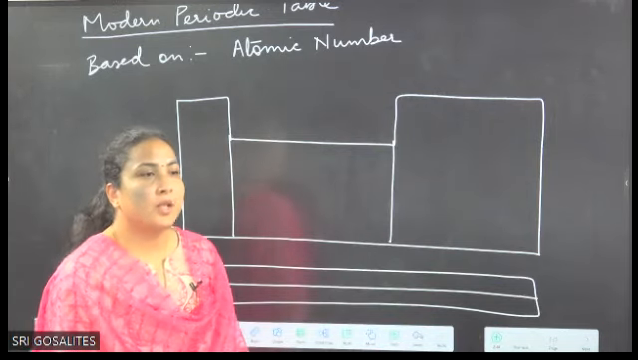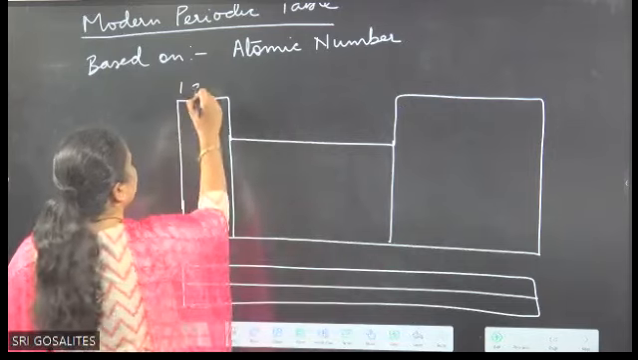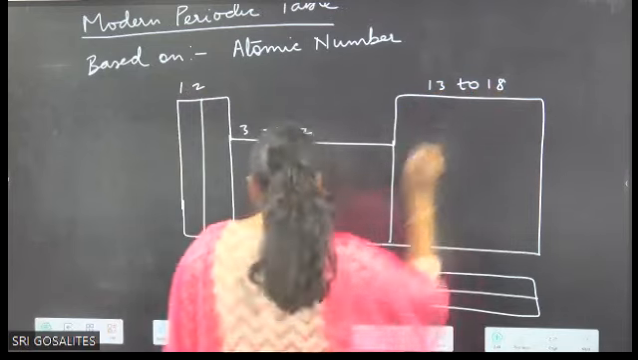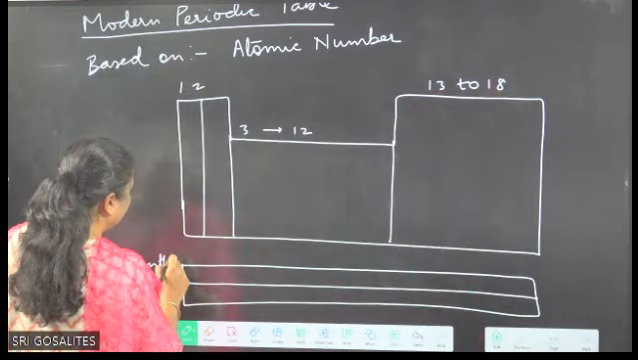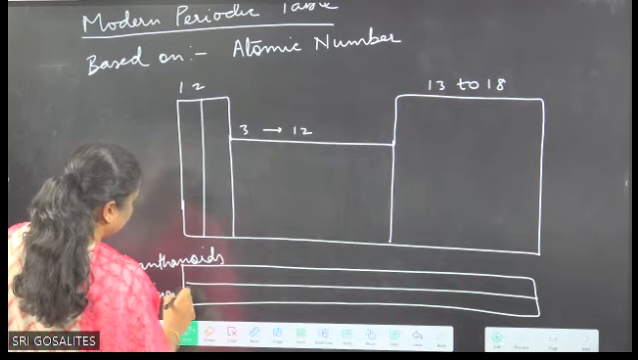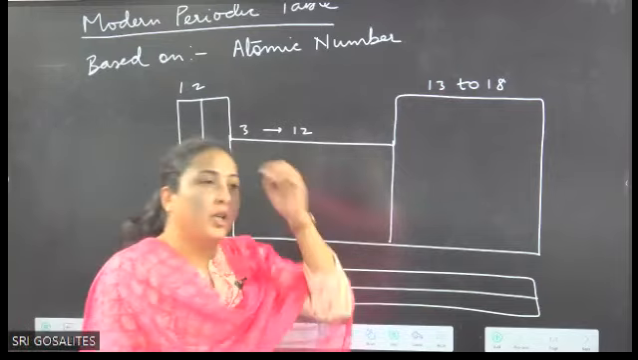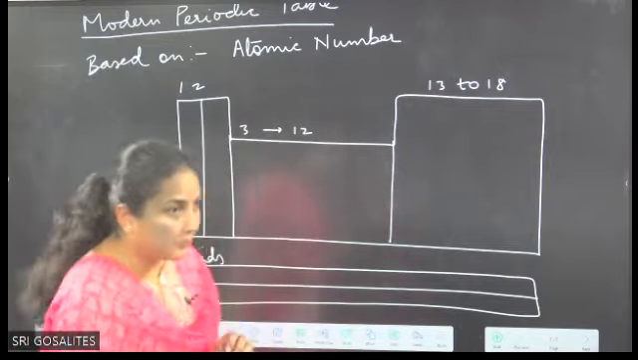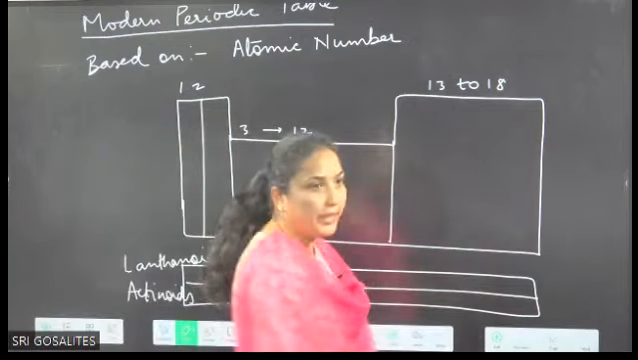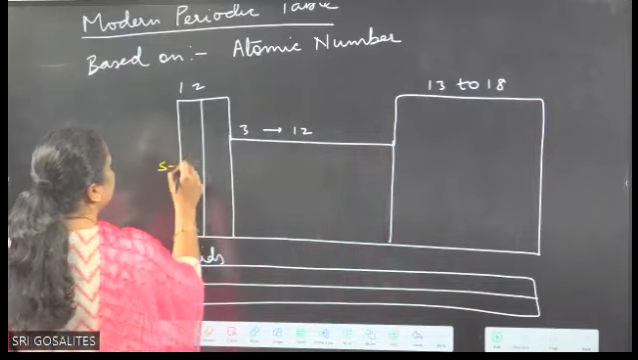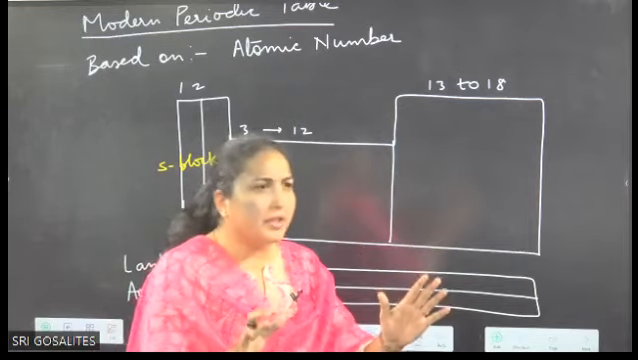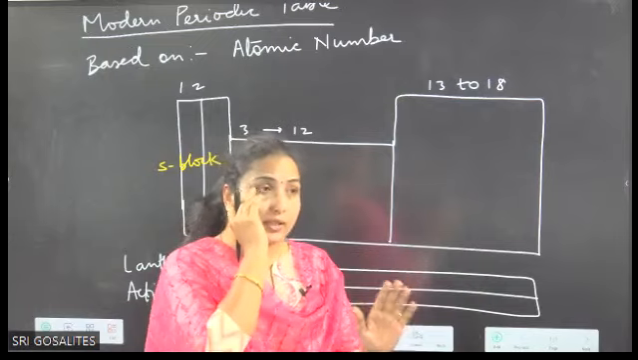Now you would have seen 2 groups here, then 3 to 12 groups here, 13 to 18 groups here, and here you will have lanthanoids and actinoids. This is a rough grouping present in the periodic table. First we are going to learn about these first 2 and then 13 to 18. Roughly, your entire periodic table is divided into 4 blocks. Why we are dividing that, you need not worry. You will understand eventually.